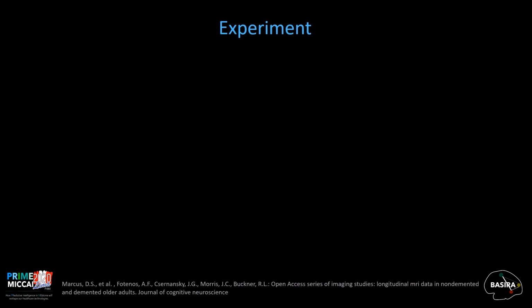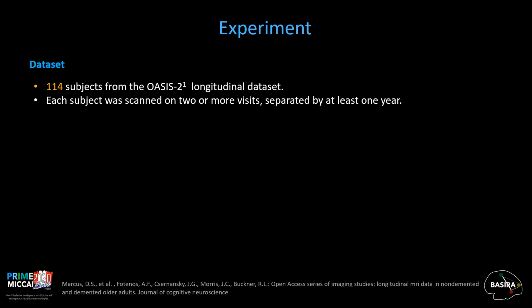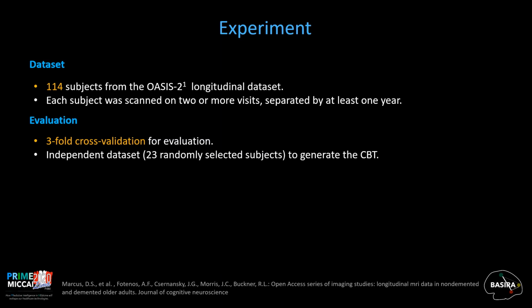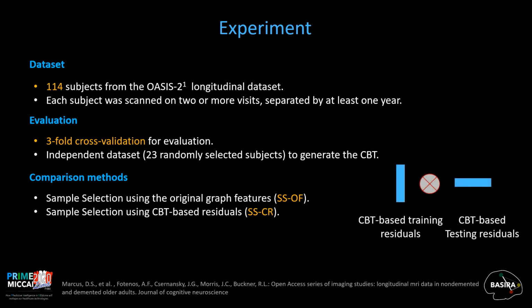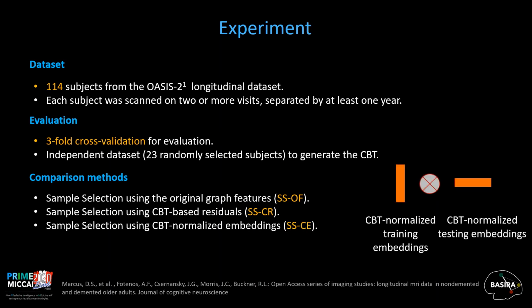In our experiment, we use 114 subjects from the OASIS-2 longitudinal dataset. Each subject was scanned on 2 or more visits, separated by at least 1 year. We evaluated our framework using threefold cross-validation and generated the CBT using an independent dataset of 23 randomly selected subjects. We benchmarked our framework against 3 comparison methods based on sample selection for prediction. First method uses the original graph features. Second method uses residuals derived from the original graph features and the CBT. And the last one skips the residual generation step of our framework and just uses the CBT normalized embeddings.